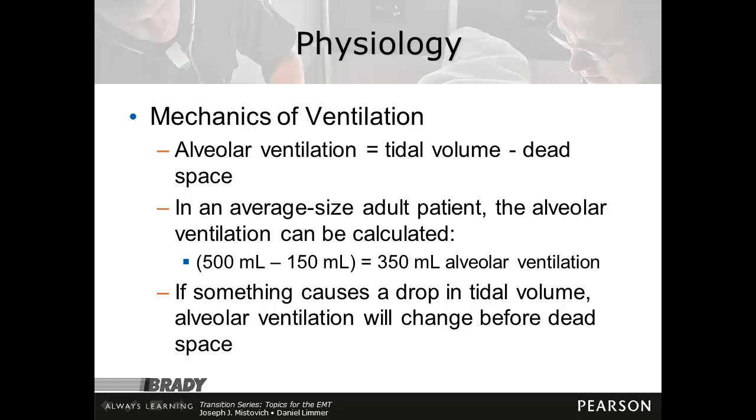We calculate the alveolar ventilation by deducting the dead space from the tidal volume. In the average adult patient, the alveolar ventilation can be calculated by subtracting the dead space of about 150 milliliters from the 500 milliliters of a normal breath, yielding 350 milliliters of alveolar ventilation.